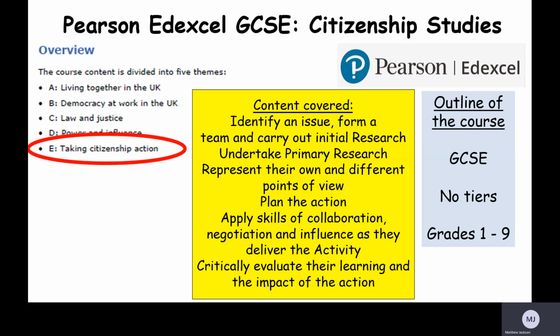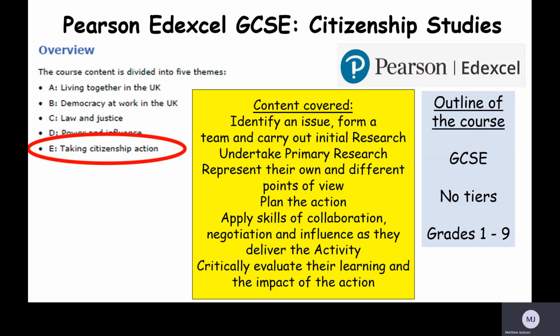The last part, as I said to you earlier, is taking citizenship action, which is actually a project that each student has to do in order to gain the qualification. Again, this is worth 15% of their marks. So within arts and drama, they have to do performances, whereas in this qualification, you have to take citizenship action. You have to do something to improve the area around you, or create a project that will do that.